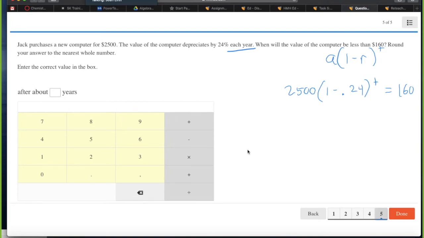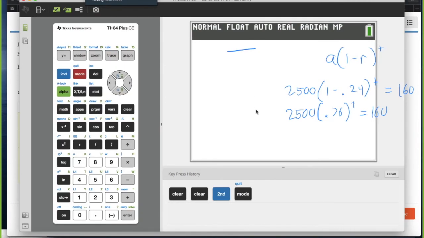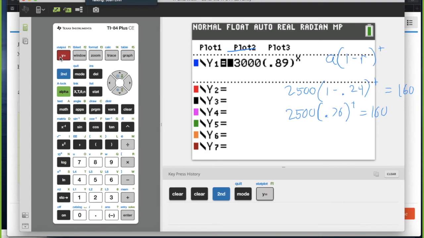So we can simplify this a little bit. What is that going to be? 0.76 to the power of t is 160. So we're going to go check out our calculator. You could subtract this 160 over so that you're looking for zeros again, but it doesn't really matter.